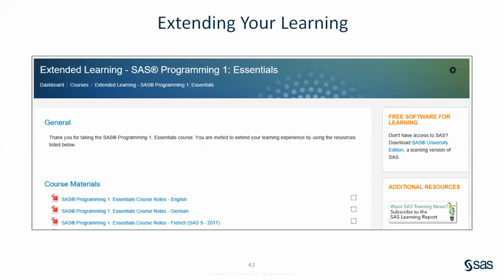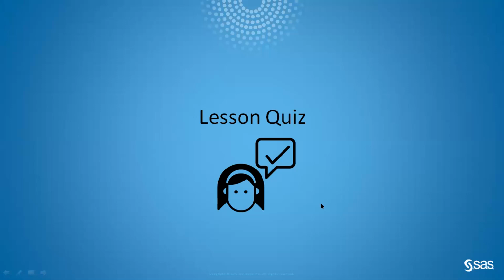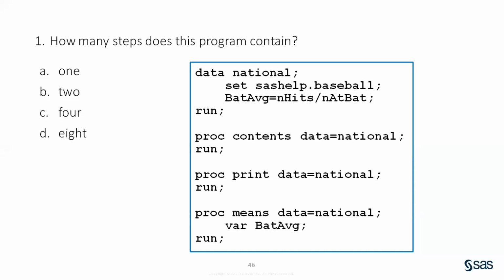Okay, so this was extending your learning beyond SAS programming. If you want to learn more things, you can always read this. You can watch an introduction to SAS programming for SAS programmers. Okay, let's summarize what we have learned. How many steps does this program contain? 4. Very true. 1 data step and 3 proc steps.